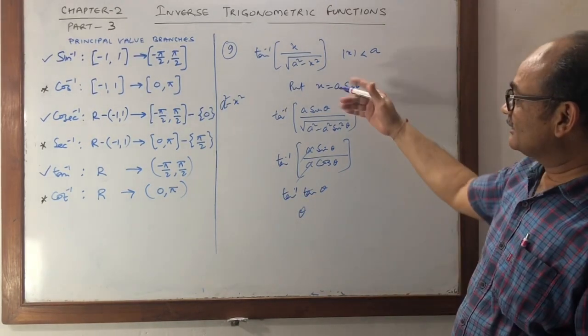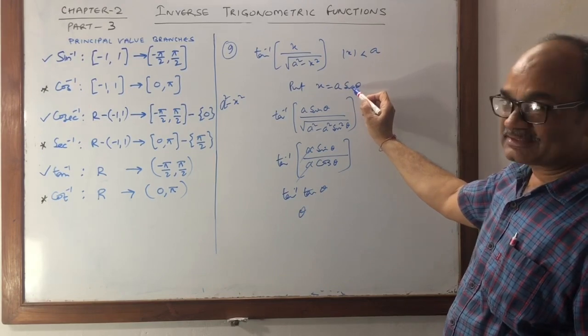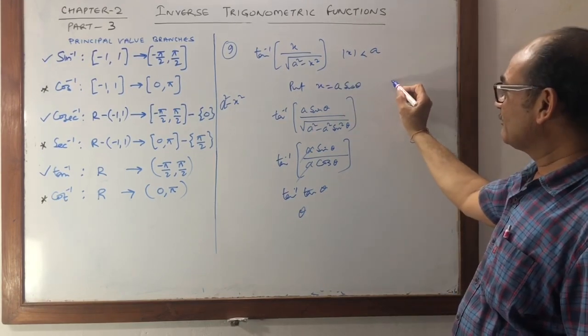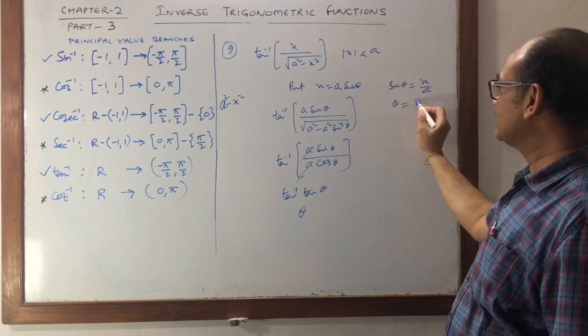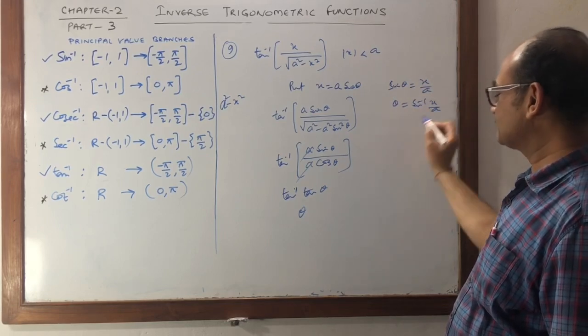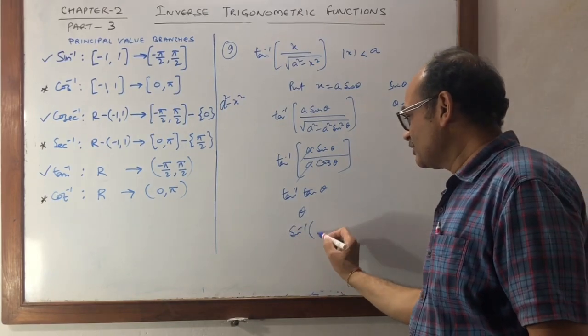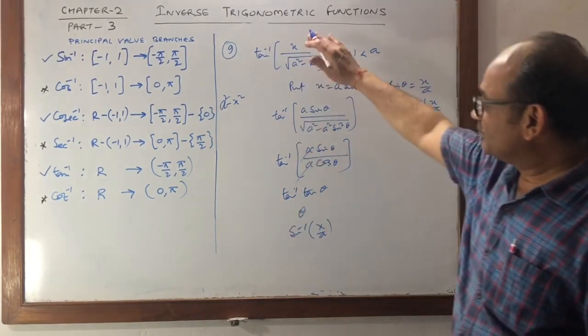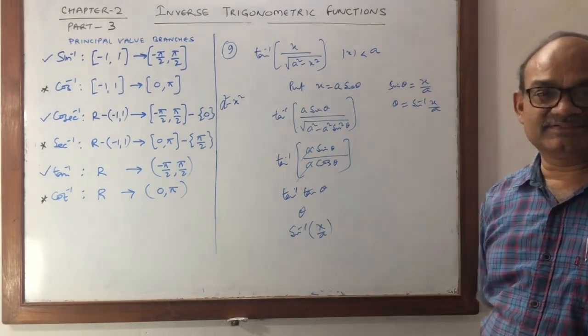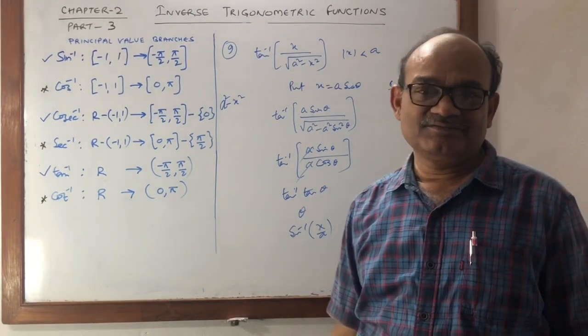And what is theta? Sine inverse x by a. We can write here only: sine theta is x by a, so theta is sine inverse x by a. So the answer is sine inverse x by a. This is the simplest form of question number 9. Very important question. These are questions from old CBSE papers.